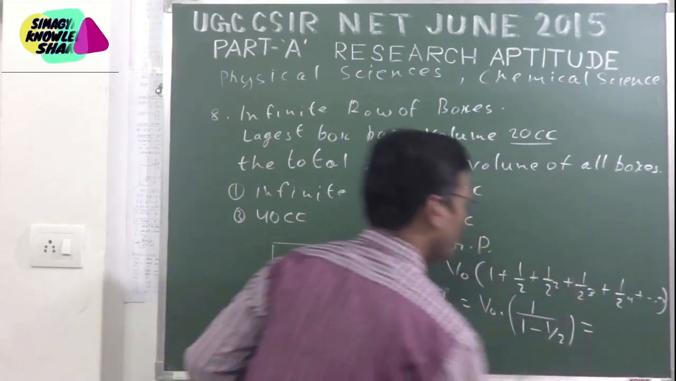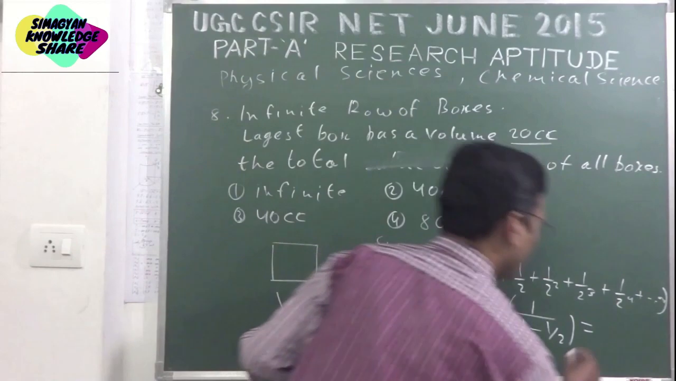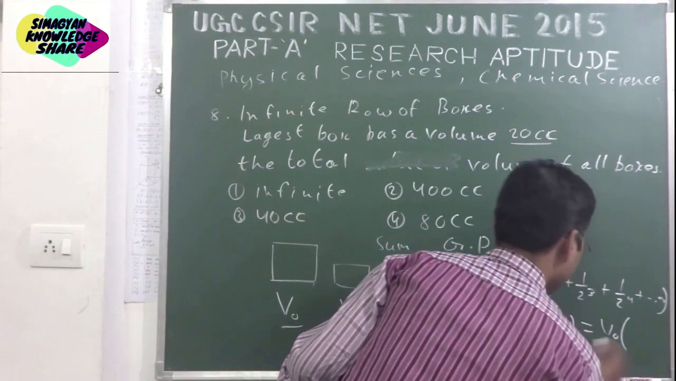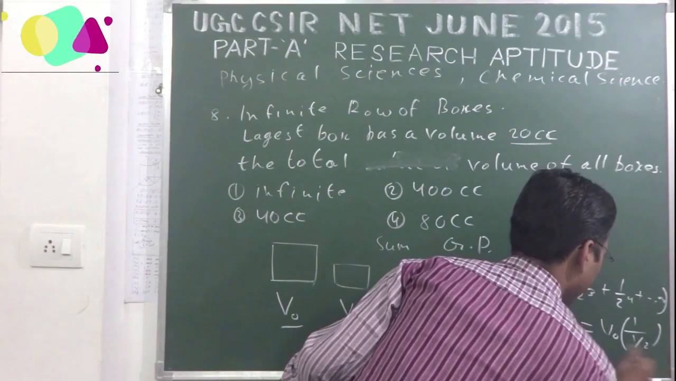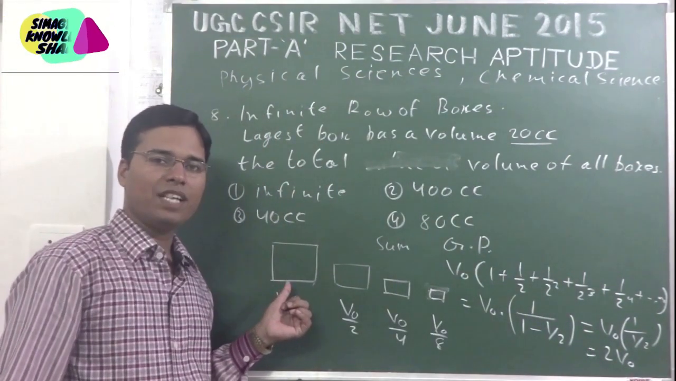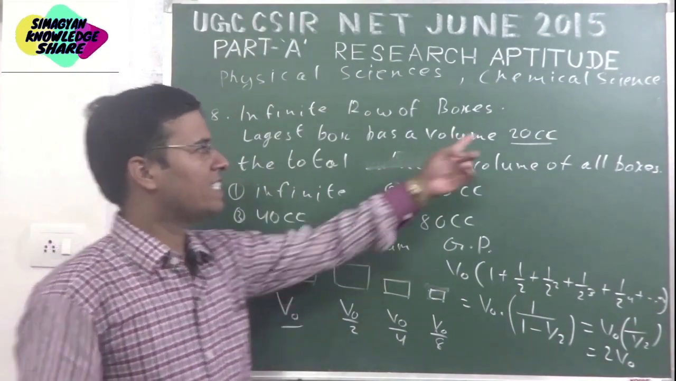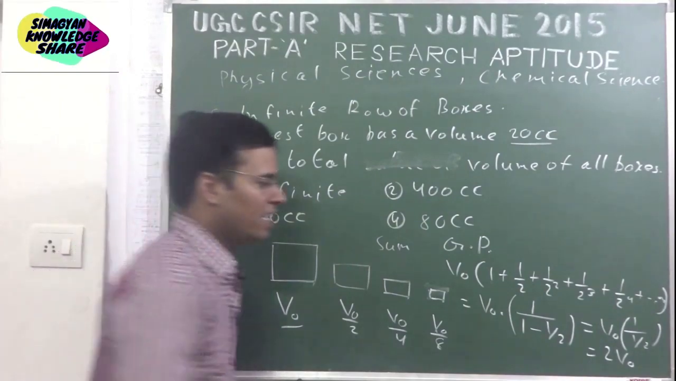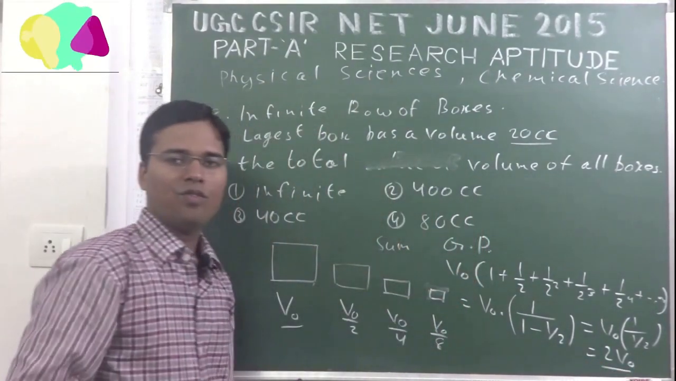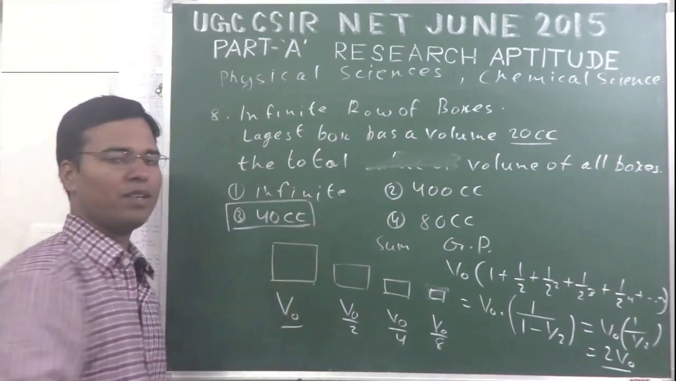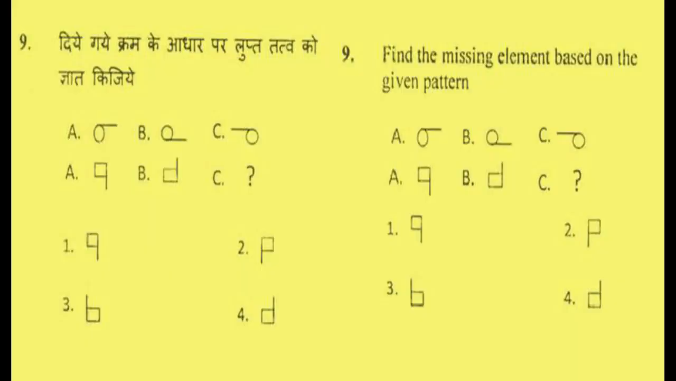Then the total volume of the series would be V0 multiplied by 1 by half, that is 2 V0. The volume of the largest box V0 is given, that is 20 cc. The answer would be 2 V0, which is 40 cc. The correct answer of this problem is option number 3.